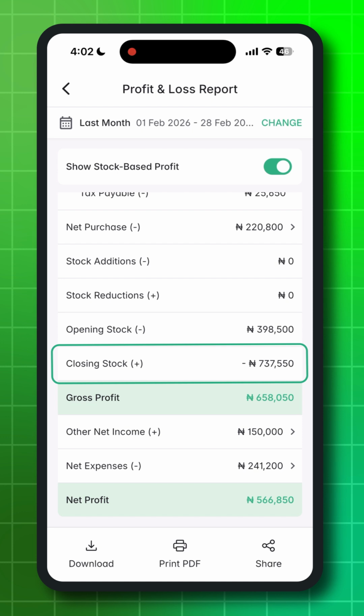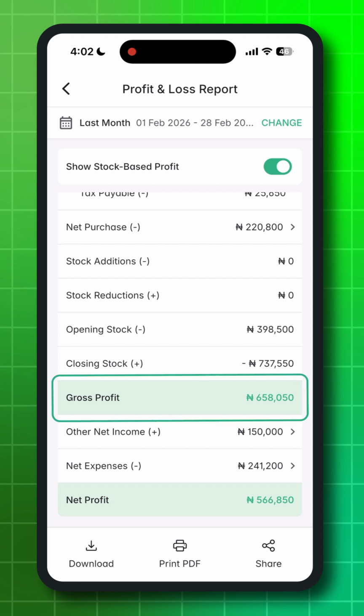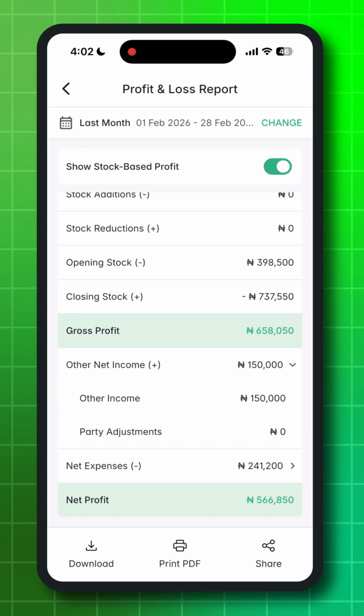Once these components are taken into account, the system calculates gross profit. This gross profit now reflects not only your sales and purchases, but also your inventory movement. Below that, you will see other net income. This includes other income and party adjustments where balances were added. These are additional earnings apart from your regular sales.